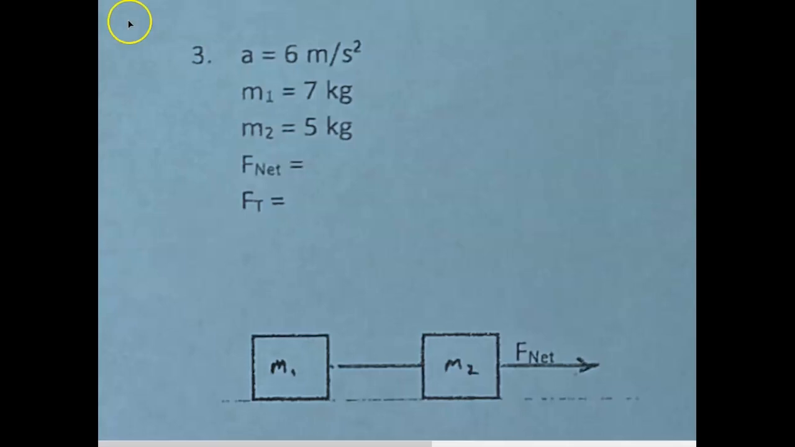Our third problem, we have 2 blocks connected by a string, and we're pulling them both along with another string from the far right. And this is the net force accelerating the system. We're asked to find that, and we're also asked to find the tension in the string when block number 1 has a mass of 7 kilograms, block 2 has a mass of 5 kilograms, and they are being caused to accelerate at 6 meters per second squared.